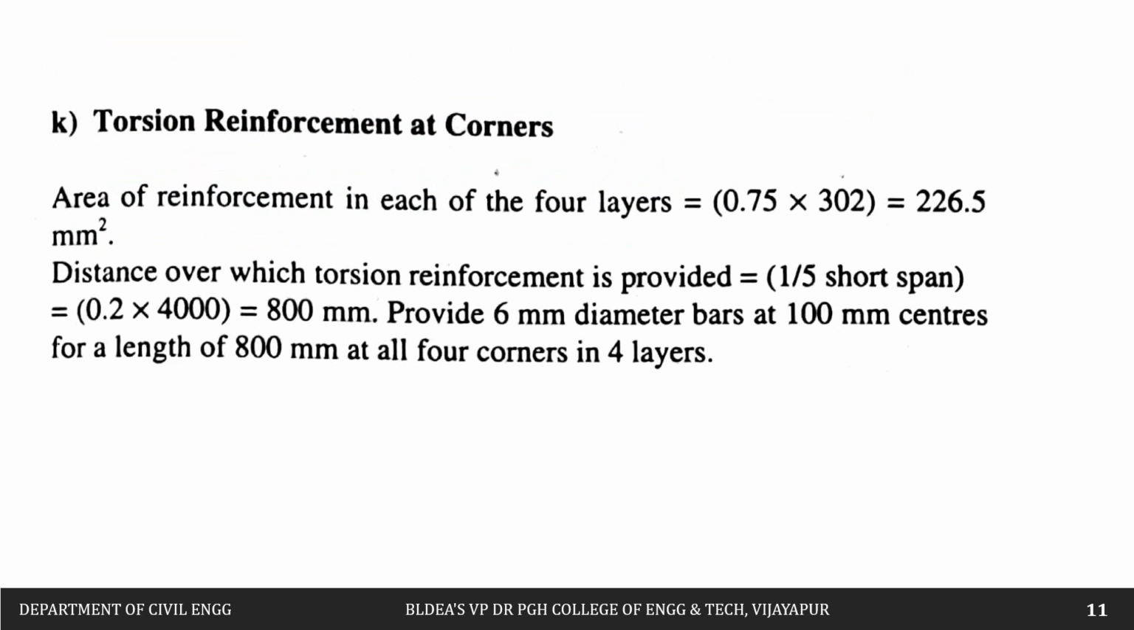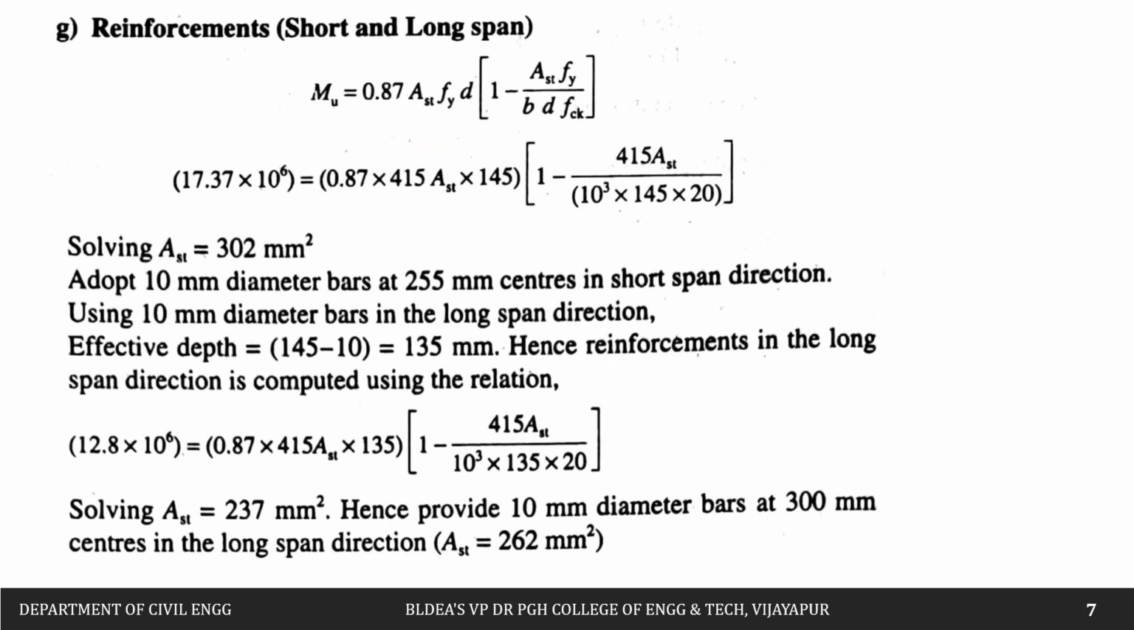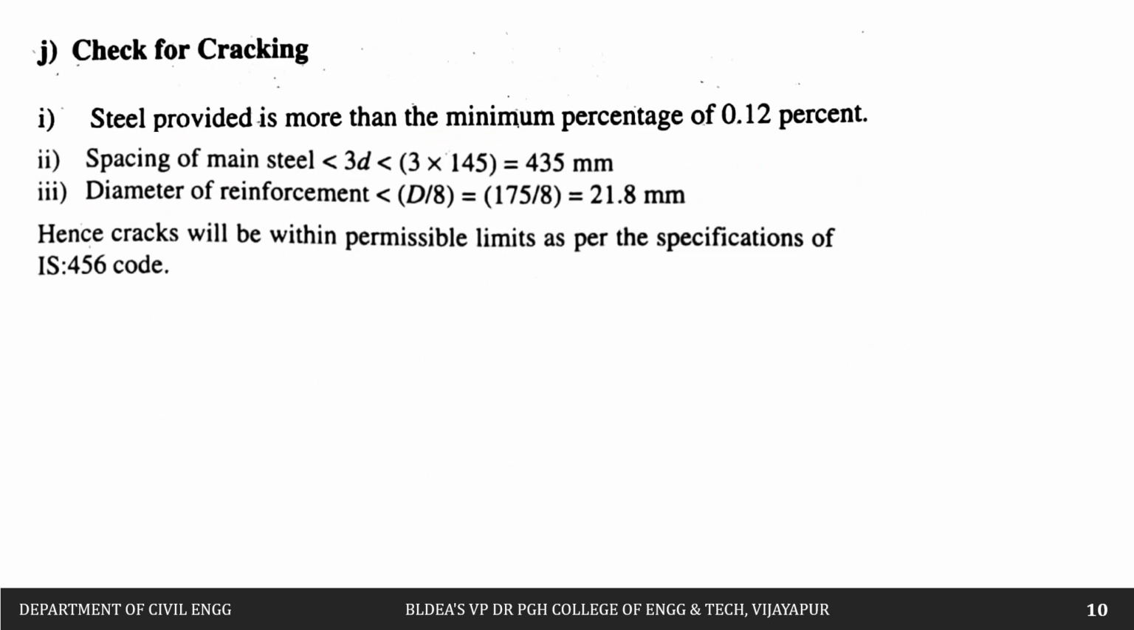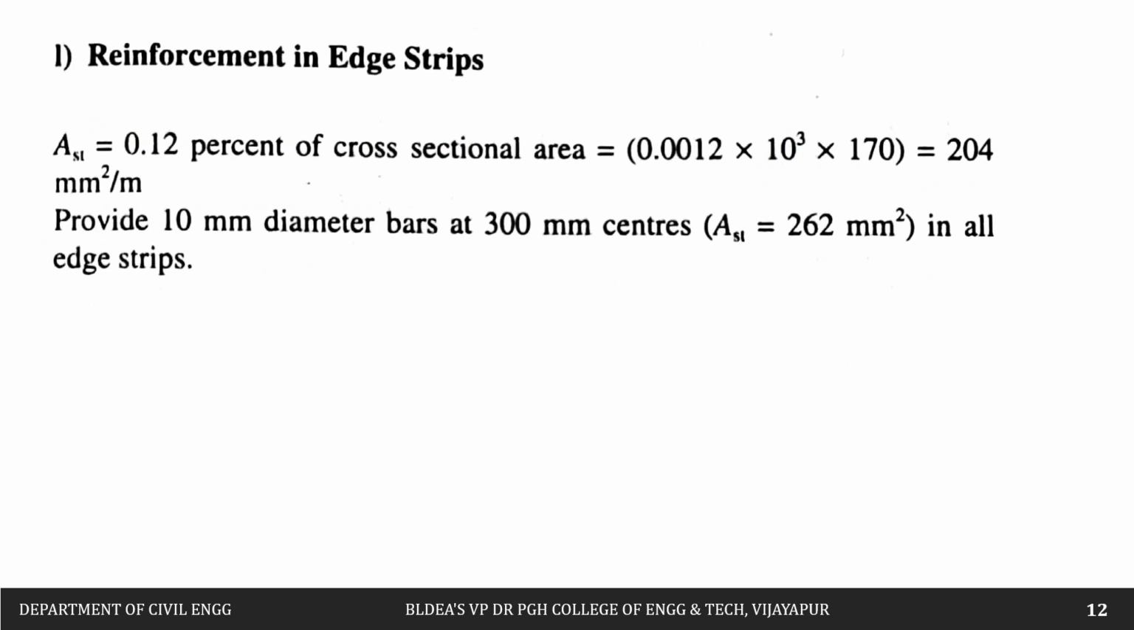Then next is, they have asked us to do the calculation for torsional steel also. So the area of the torsional steel will be equal to 75 percent of the steel required, that is 302 we have. So here we have 302, we have to provide 3/4 of the area of steel. This will be 226.5 mm square. And up to what distance this torsional reinforcement should be provided, that is 1/5 of the short span.